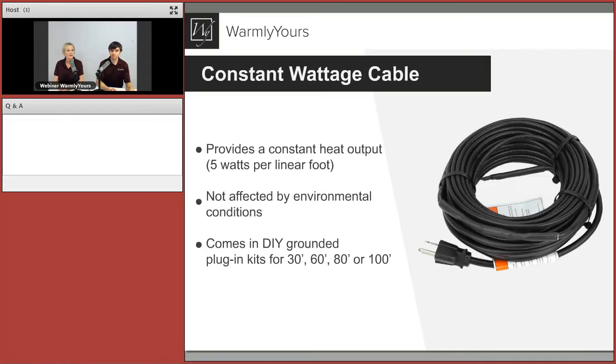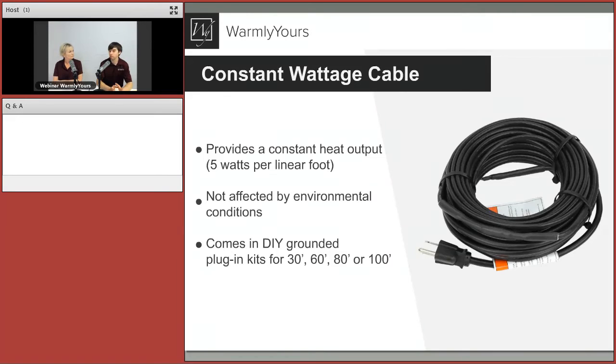Now let's talk about the constant wattage. Constant wattage is pretty straightforward, not variable, not self-regulating. It's constant, so it's always at 5 watts per linear foot. So it's not affected by environmental conditions, and it's simply a plug-in. There's no control. And it comes in predetermined lengths. Full kit, predetermined length, just very basic, easy DIY installation where you just install the cable, plug it in, and it's running at a constant heat output.